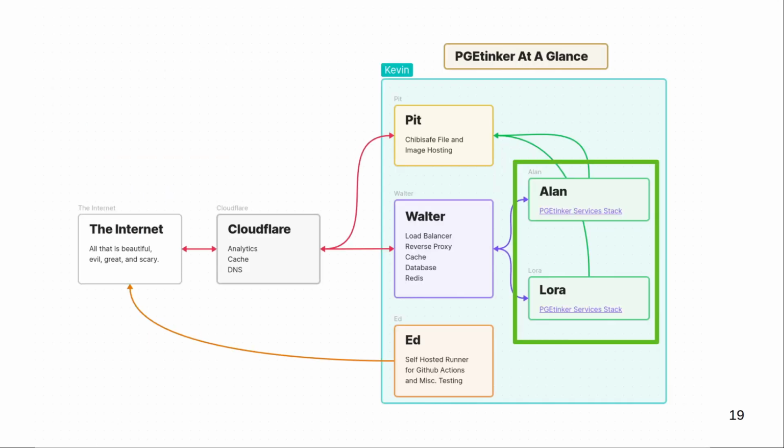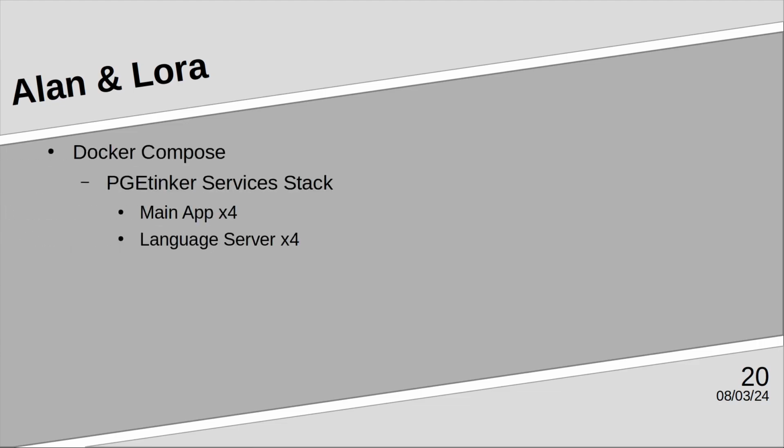All right, back to Alan and Laura. Alan and Laura, we have deployments of the PGEtinker services stack. This is done with Docker Compose. The main app has 4 instances, as does the language server, which means that at any given moment, there are 8 instances of the compiler ready to compile your code. The benefit of using Docker here is that we can control how much of a given container is allowed to use in terms of resources.